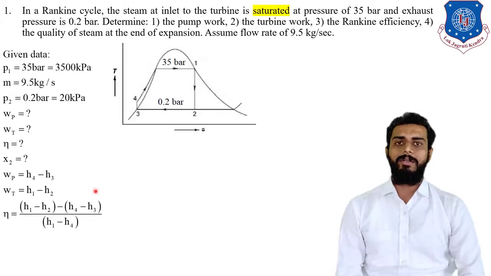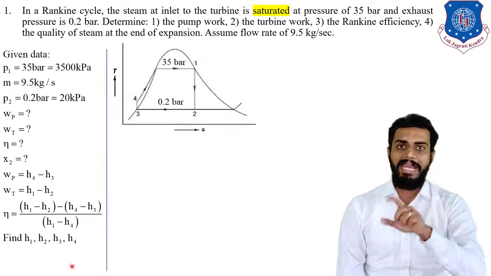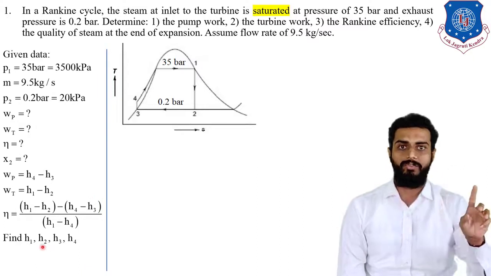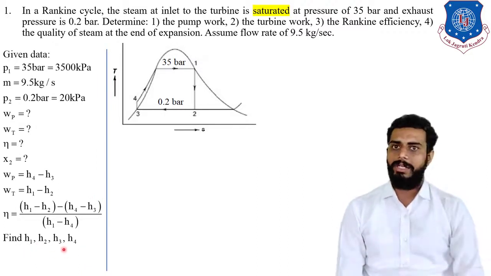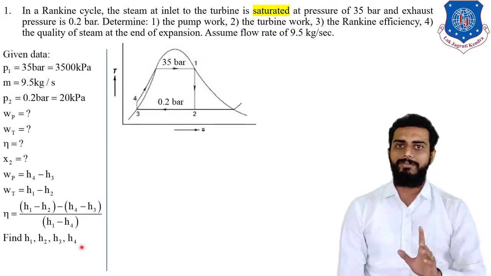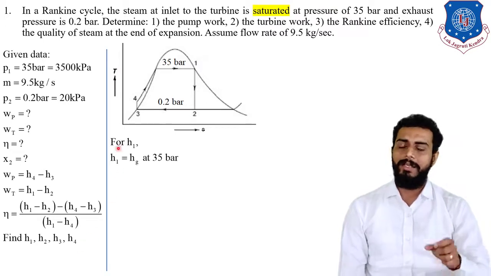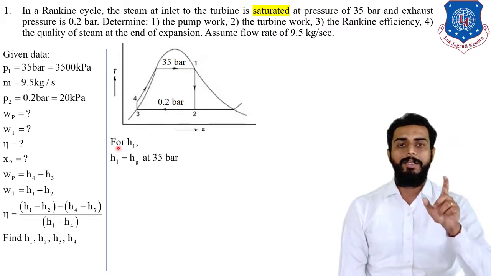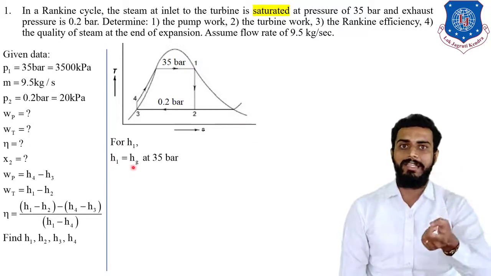Now we will find out. Ultimately, in any problem of the Rankine cycle, if you manage to find out H1, H2, H3 and H4, you can find out every value. That is the meaning. Okay, so now let us start by finding H1 first. For finding H1, you know that point number 1 is the dry saturated point. For a dry saturated point, the enthalpy is what? H1 is equal to Hg.